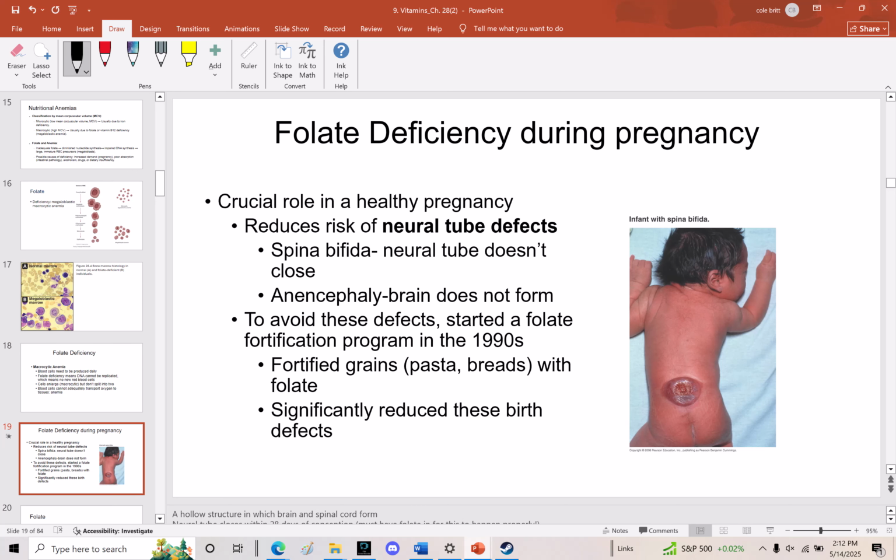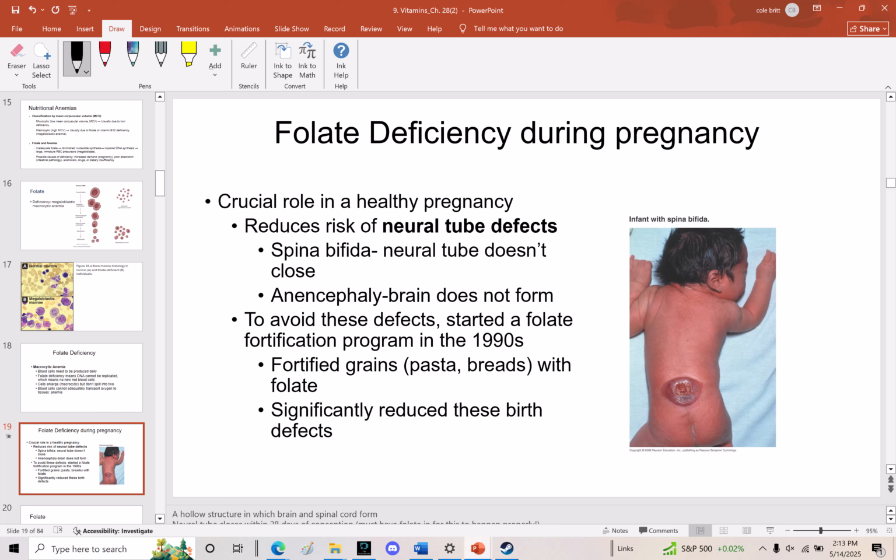The other concern is pregnancy. So folate deficiency during pregnancy, crucial role in pregnancy. DNA. How are you going to make a new human without being able to make DNA? Anencephaly, which means the brain does not form.